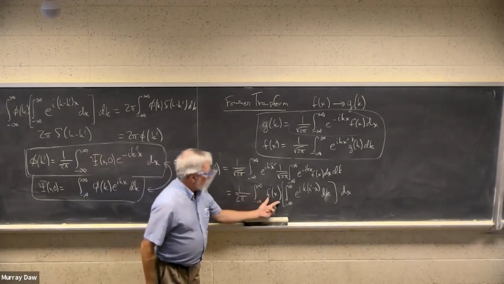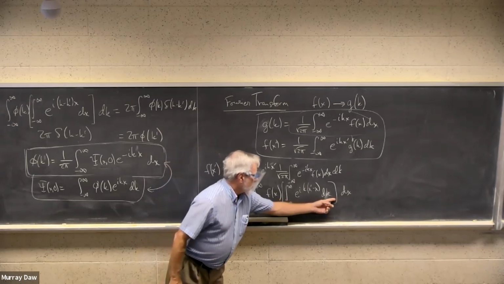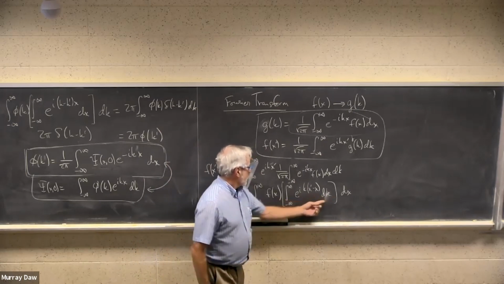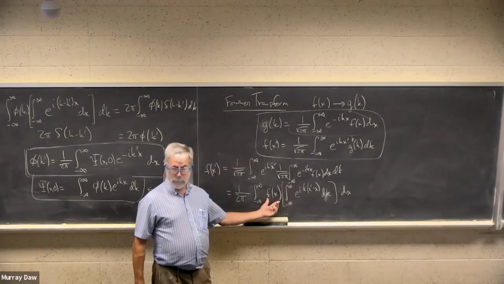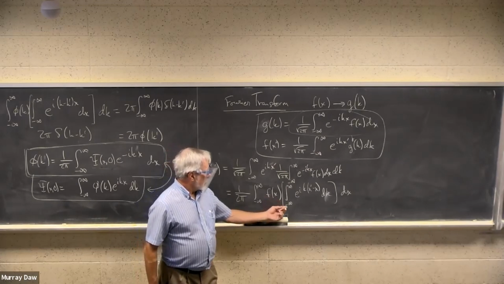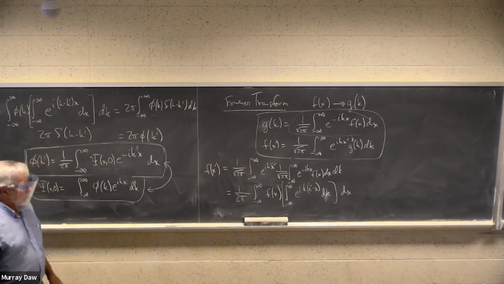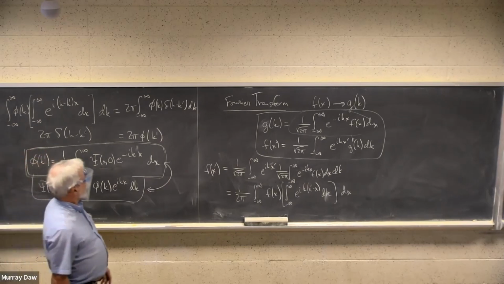I can pull the f of x out because this piece doesn't depend on x. I mean, it's not integrating over x. This is an integral over k. So I can pull this f of x out, the constant, over the sides. Well, bingo, what is this? What's the delta function here, right?